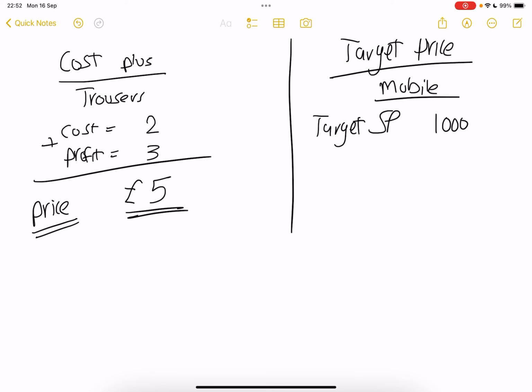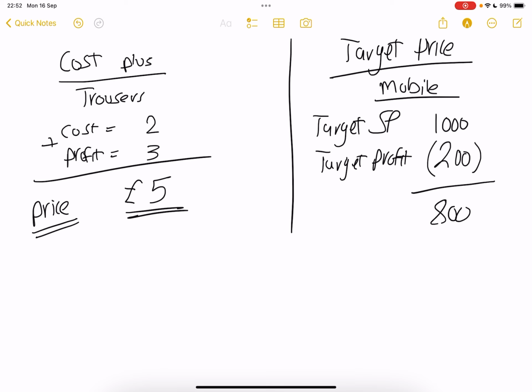Okay, and me as a company, I would like a target profit, let's say 200. Then 1,000 minus 200, so my target cost would be £800. So you have to ask your engineers to do something called value engineering to produce the mobile phone with this new, innovative technology within the £800, no more. So that's the target price.